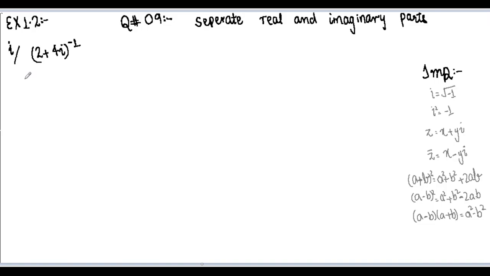Bismillahirrahmanirrahim. We are going to start question number 9 of exercise 1.2 of class 11 maths. The first part says (2 + 4i) whole raised to the power minus 1.